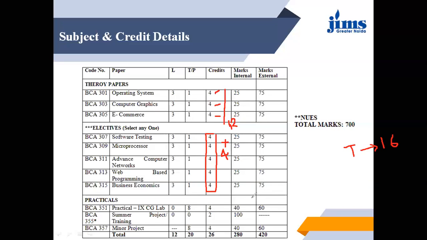Now about the CG lab, the CG lab has 4 credits, summer training has 2 credits, and project, minor project has 4 credits. So this is 4 plus 4 plus 2, that is 10. So total credits are 26. So in the 5th semester, total number of credits are 26.